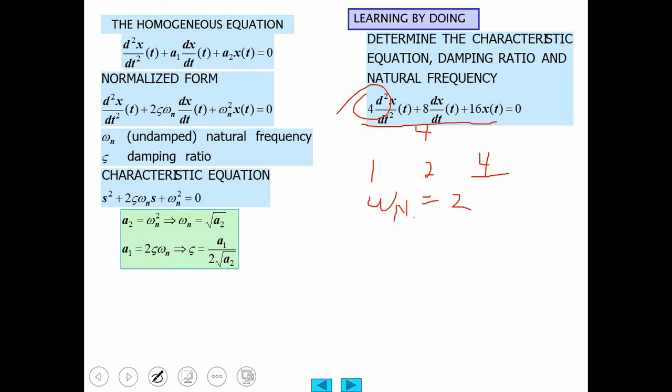The zeta is going to equal the A1, which is 2, divided by 2 times omega sub n. Yeah, 2 times omega sub n, which is 4, or half. 0.5. There we go. The way writing on a PowerPoint slide works, every time I do a little circle, it thinks I'm trying to do something else instead of making a dot.